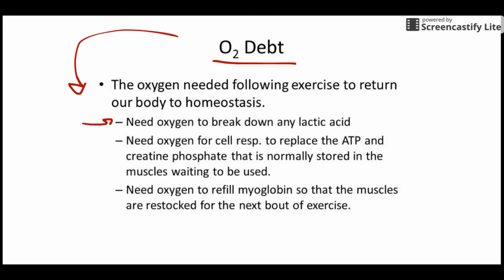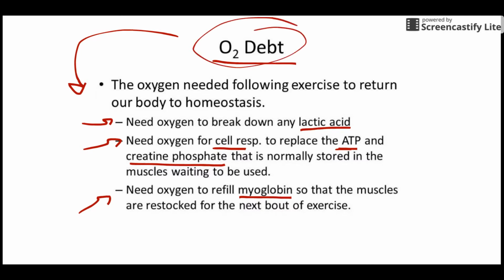We need oxygen to get rid of the lactic acid you've built up in the body. We need oxygen for cell respiration so we can replace the ATP and the creatine that are normally stored in the muscles ready to go. And then we also need oxygen to refill that myoglobin. Remember, that's what stores extra oxygen in the muscle. So if I go and play basketball, I'll be breathing heavy for minutes after I stop playing, but it's actually hours later. If you practice hard at something, you'll still be breathing 2 or 3 or 4 breaths more a minute, trying to replace all these things to make up for what's called the oxygen debt.